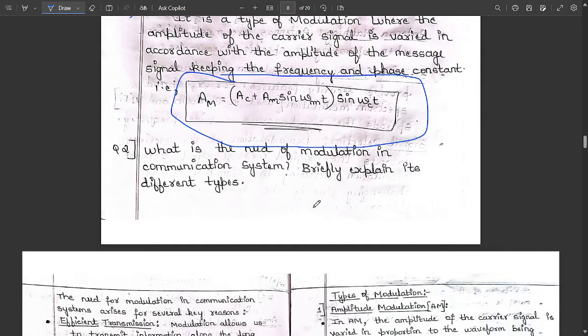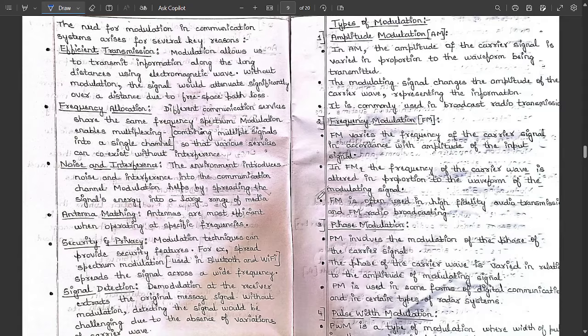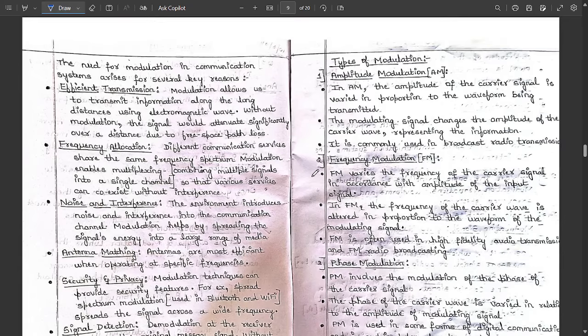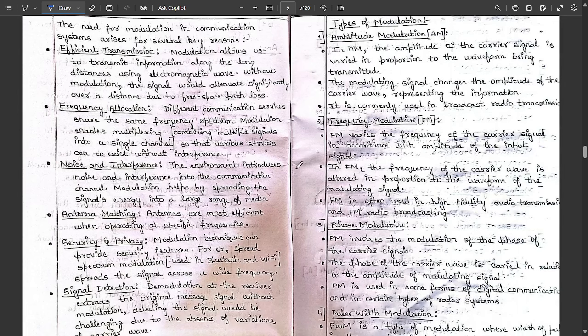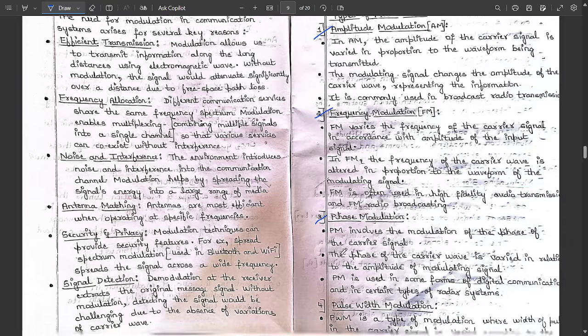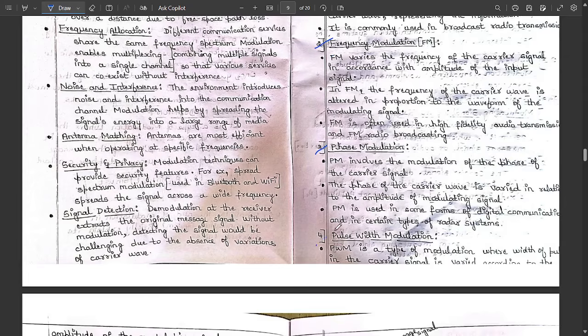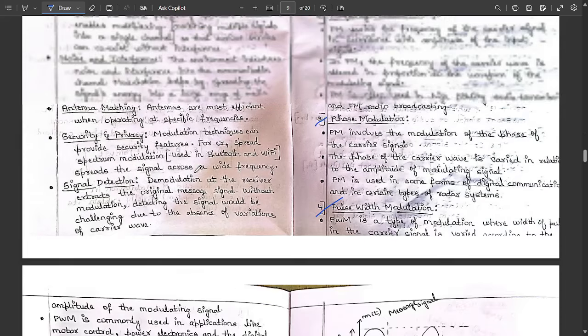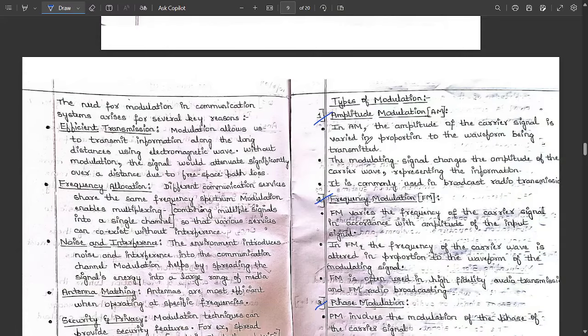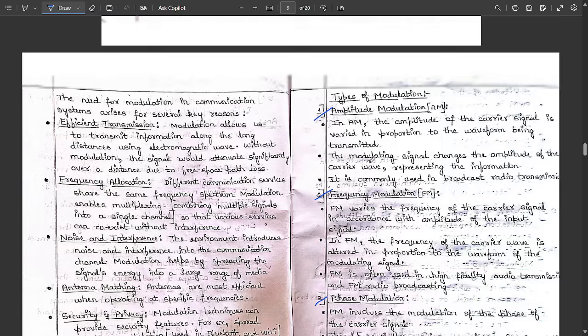One more important question here is related to types of modulation. These are a few types of modulation: amplitude modulation, frequency modulation, phase modulation, and pulse width modulation, if you want you can write. Quadrature amplitude modulation is not required. These are the four important kinds of modulation because they are repeated multiple times.